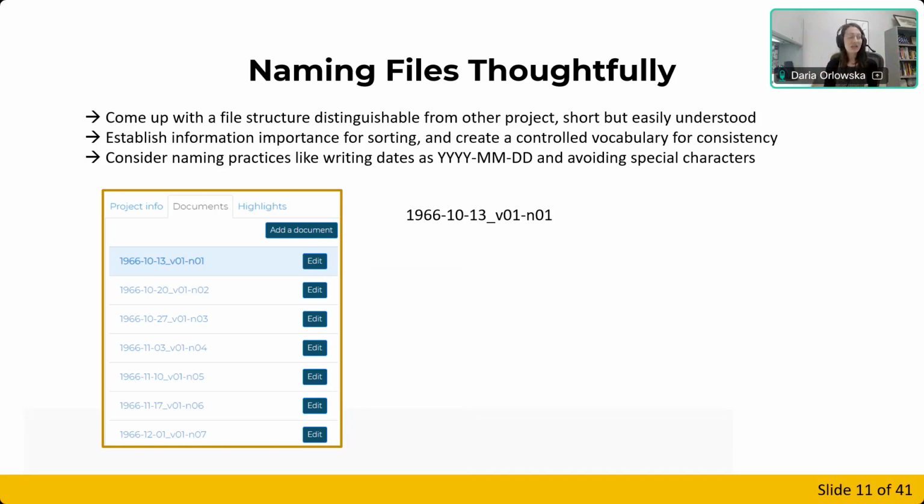You might also want to consider establishing information importance for sorting and creating a controlled vocabulary for consistency. So what is the most important piece of information that you would like to sort on? I typically sort on day, so the date specifically, because I find that that's the most important thing for me, followed by maybe the name of the thing I'm working on, or slides versus data. So really, when you're thinking about information, what is the importance? The most important piece of information to the least important.